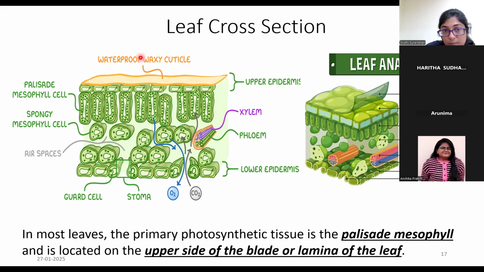So now from what a leaf cross section looks like, we are going to go a bit deeper into these cells called palisade cells, which is where photosynthesis occurs. And palisade cells are, in this case, found on the upper side of the leaf, just below the epidermis.